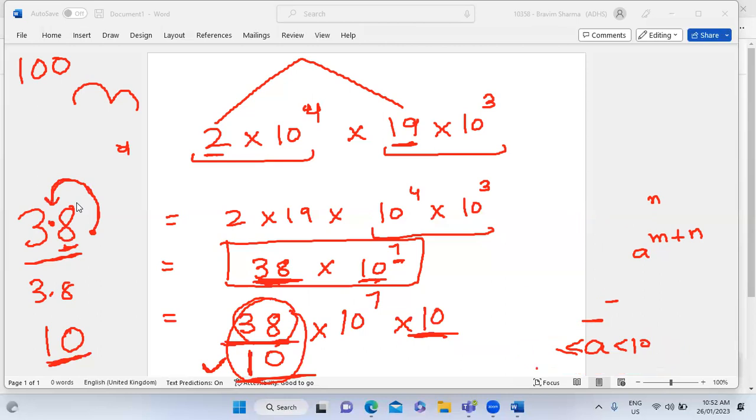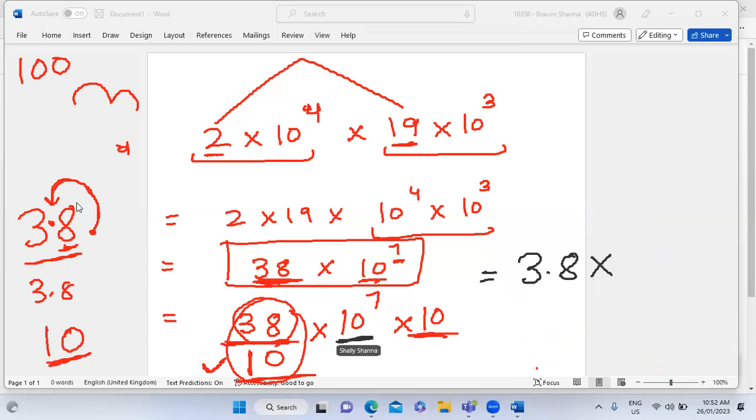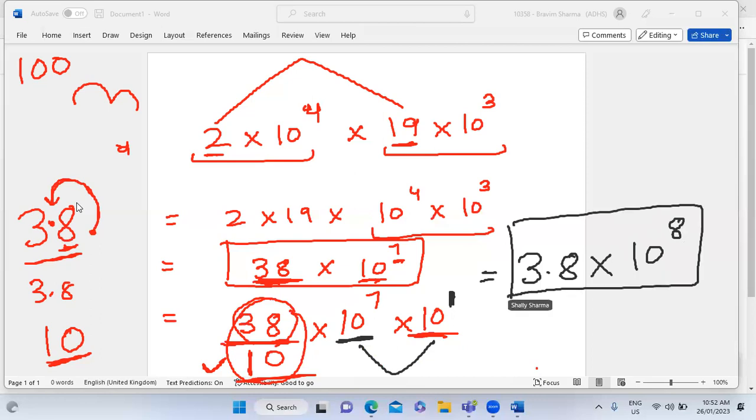So now what we need to do: 38 divided by 10 is going to be 3.8 times, and now I have 10 to the power of 7 and this 10 to the power of 1 will be adjusted with it. Nothing is written here, so that means it is 10 to the power of 1. So this is going to be 10 raised to the power of 8. So this is your number in the standard form.